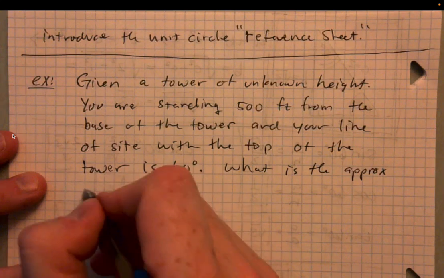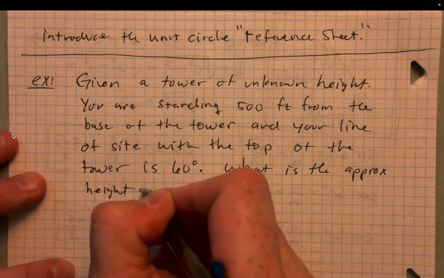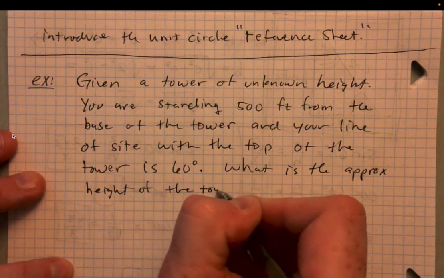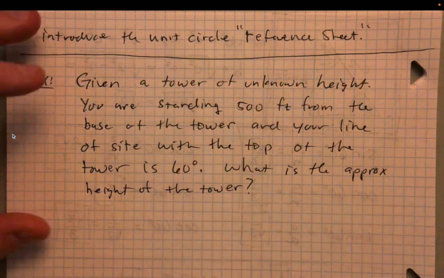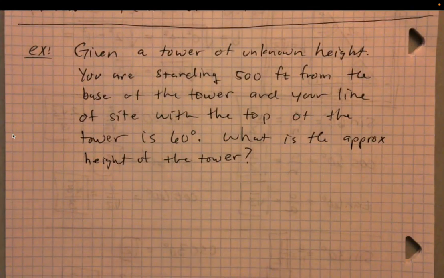What is the approximate height of the tower? All right, so let's draw a picture. Just to reread it: given a tower of unknown height, you are standing 500 feet from the base of the tower, and your line of sight with the top of the tower is 60 degrees. What is the approximate height of the tower?